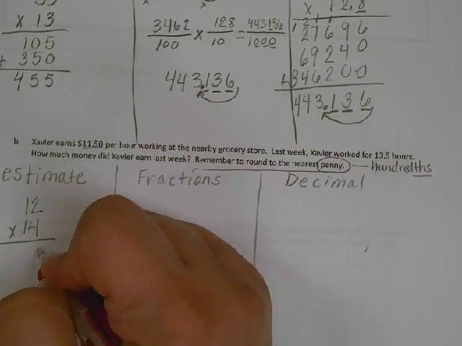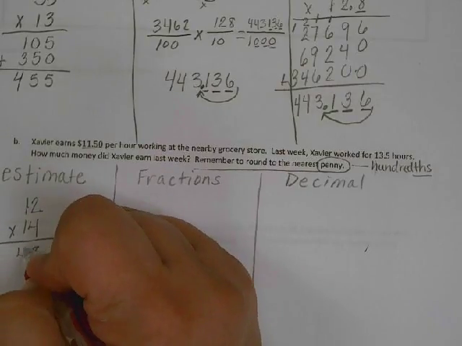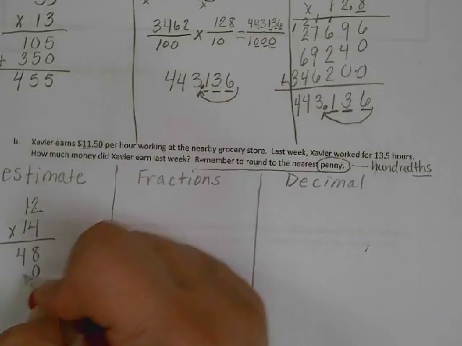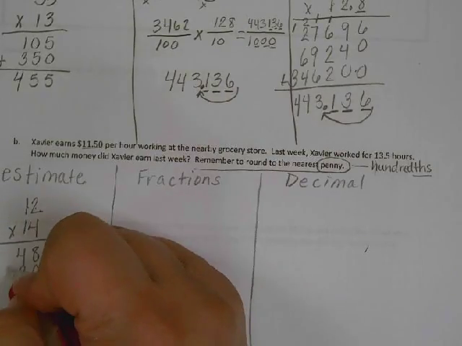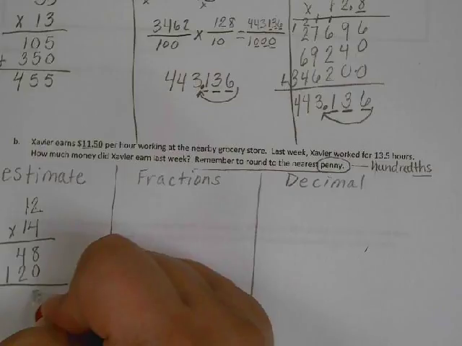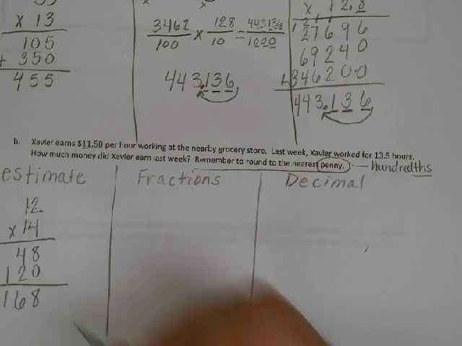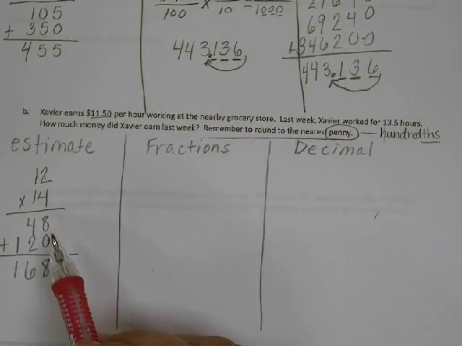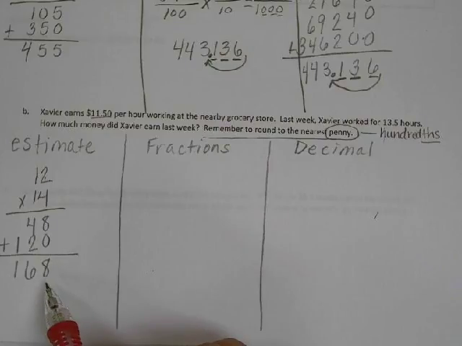So 4 times 2 is 8, 1 times 4 is 4. Put in my placeholder because now I'm ready to multiply my tens place. 1 times 2 is 2, 1 times 1 is 1. Add that together, 8, 6, 1. So my answer should be something close to 168. But again, because we rounded these two numbers up, it may be a little bit more.